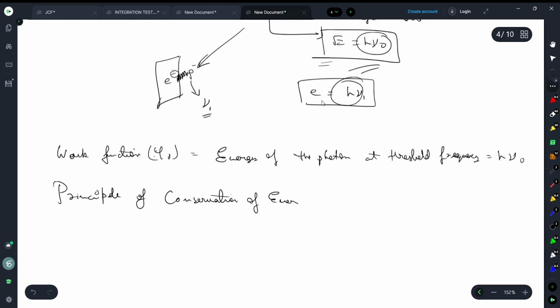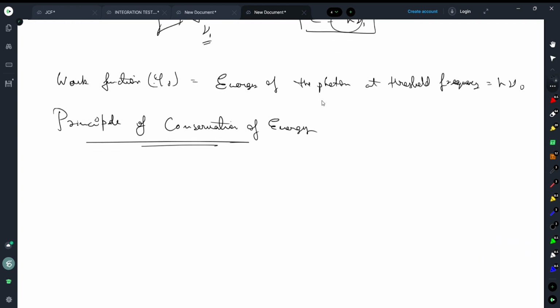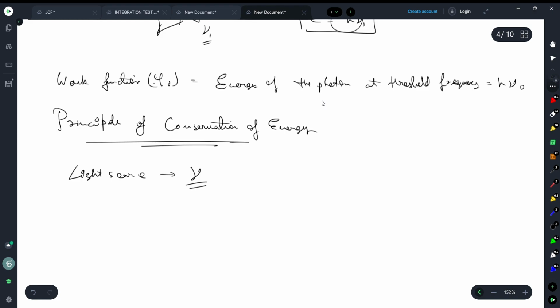Energy remains conserved. It can neither be created nor be destroyed, but can be converted from one form to another. Now suppose the light source of the experiment has a frequency of nu. So the electron is getting an energy equal to h nu. Now this energy is getting divided into two parts.